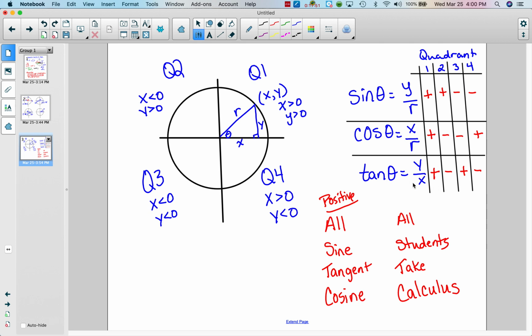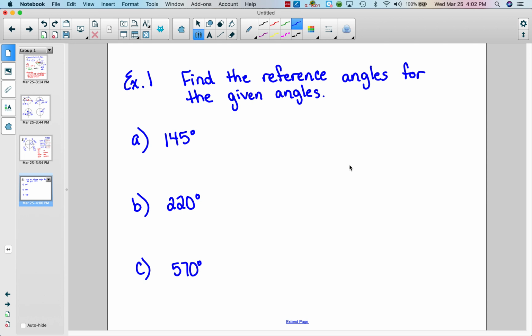So we're going to make use of those two things together, reference angles and where trig values are positive, and I'm going to show you some examples. So here's the first example. Find the reference angles for the given angles. Now, we're not finding anything with trig values, we're just finding the reference angles.